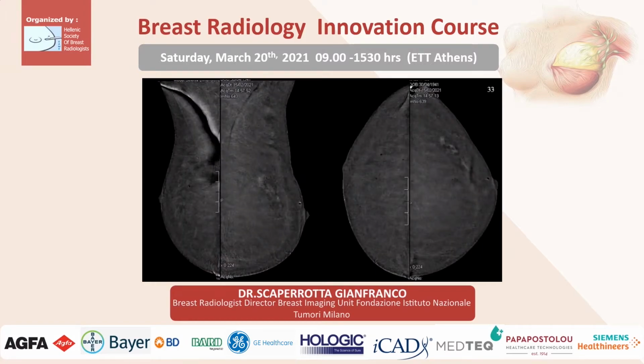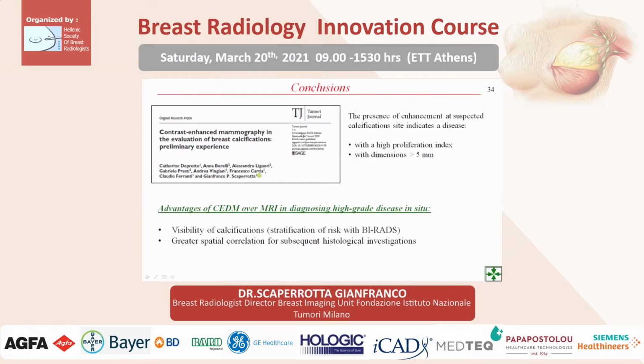Okay, but it's the same. It's possible to see the invasive aspect of the comedonecrosis, but it's important to see HER2 positive, Ki-67 46%. So it's important, the high grade of DCIS. Okay, returning to our study, our preliminary study suggests that the presence of enhancement at suspected calcification site indicates a disease with a high proliferation index and with dimension greater than 5 mm.